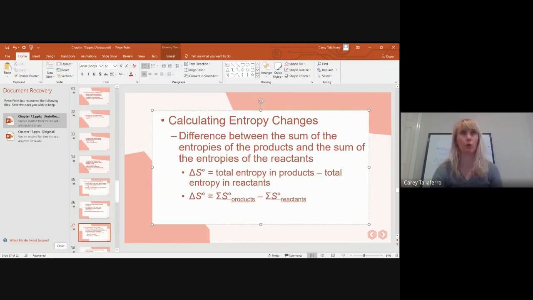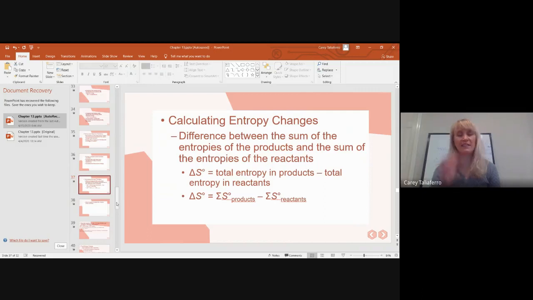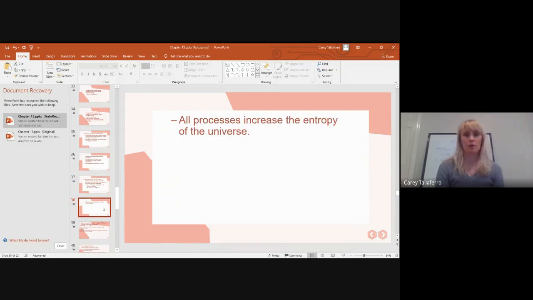Let me say that one more time correctly. The sum of the entropies of the products, so you take them, you add them all up, and you use the coefficients in those balanced equations if you need to, minus the reactants, and you add all those up, multiplying by coefficients if you need to, you get that sum, and then you do the subtraction, products minus reactants. Hopefully these calculations will flow easily for you because it's the same idea as using the enthalpies of formation to find the change in enthalpy. Okay, so all processes increase the entropy of the universe. So something to keep in mind as you do this.